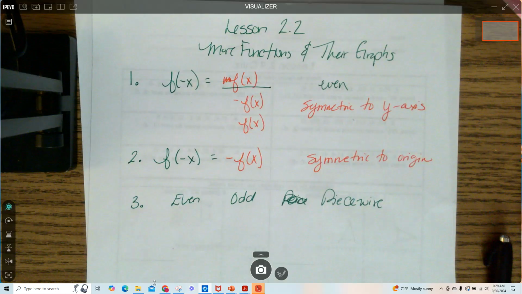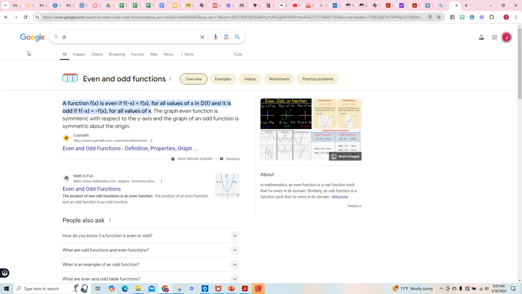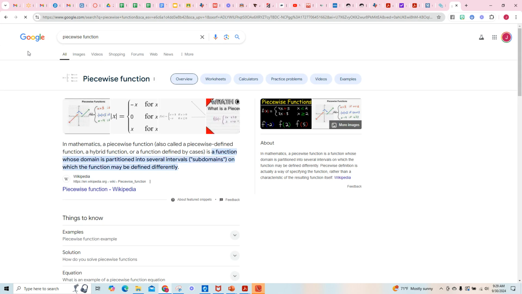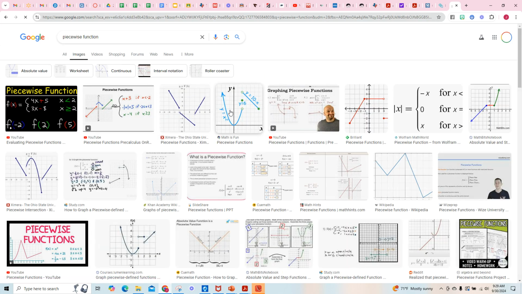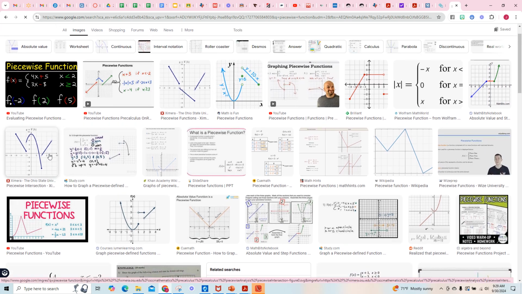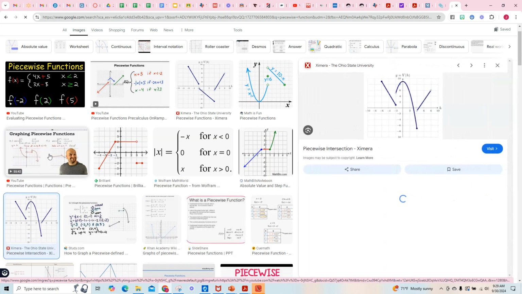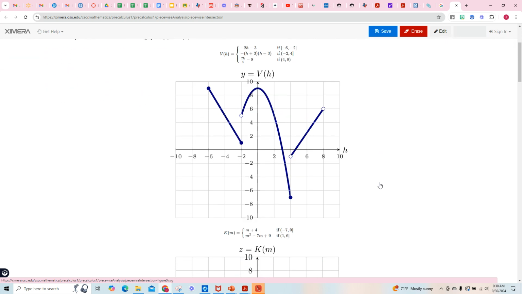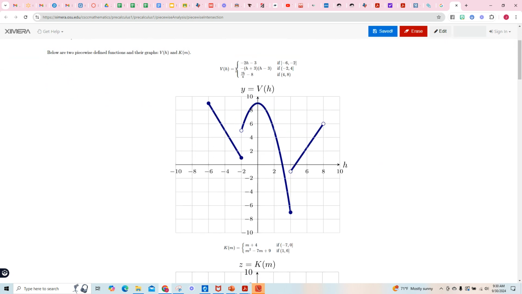So a piecewise function, let me show you an example. A piecewise function can look like this. I'll have to look at the definition. See, this is a piecewise function. It's a combination of these three functions or these three relationships for a specific domain.